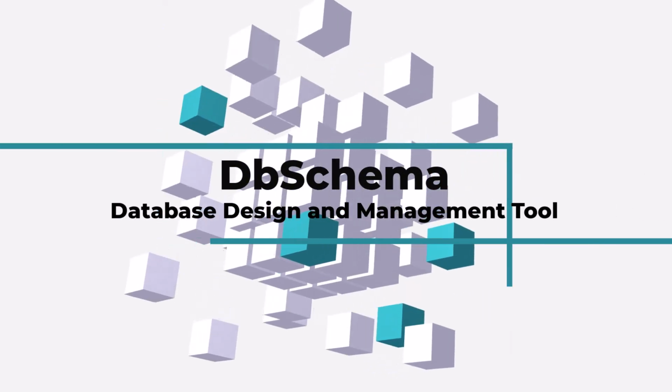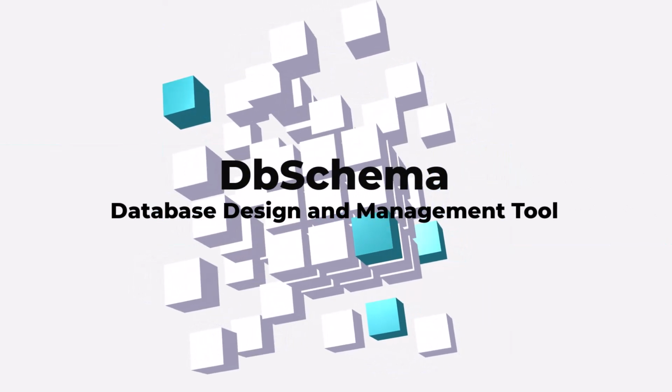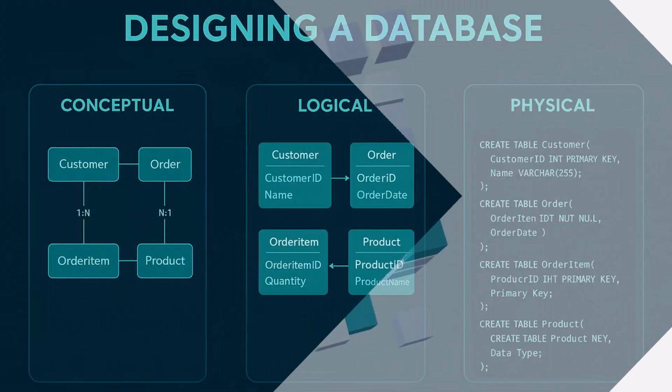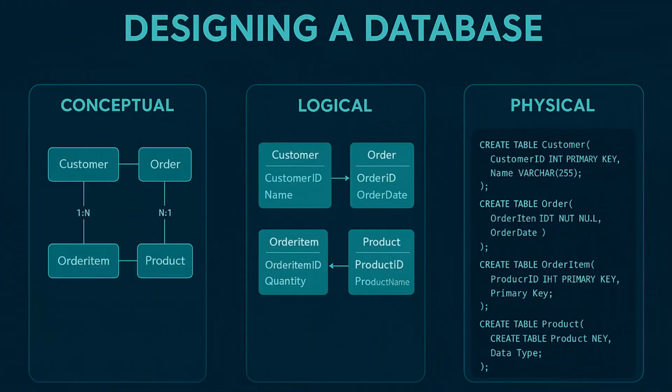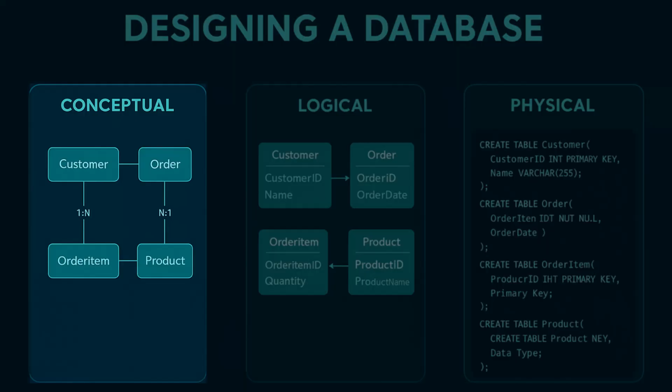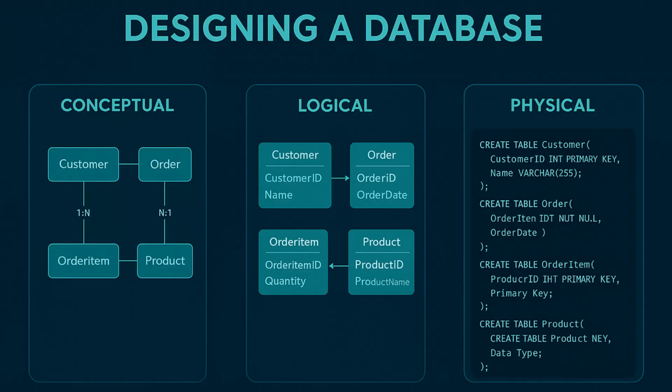Are you trying to design a database but don't really know where to start? Let me show you the three essential design stages: conceptual, logical, and physical, using a simple online shop example in the DB Schema tool.